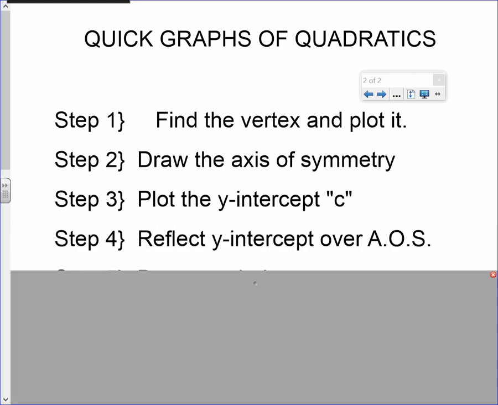Step 4, reflect the y-intercept over the AOS, axis of symmetry.